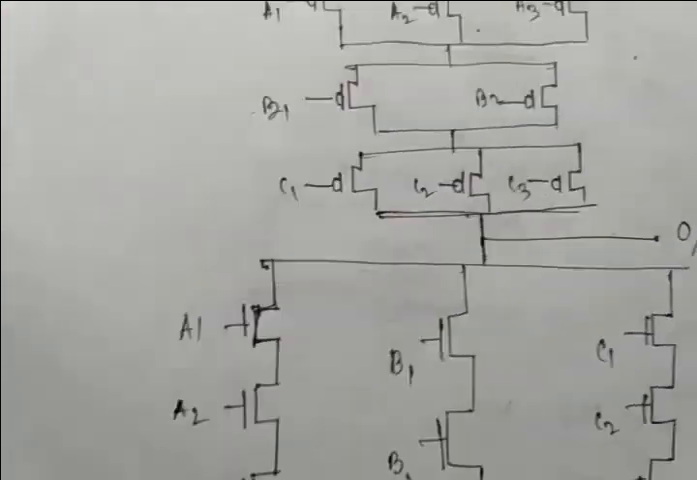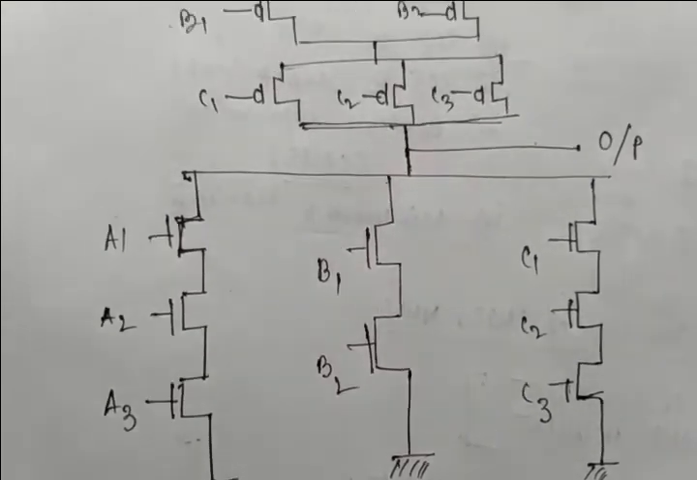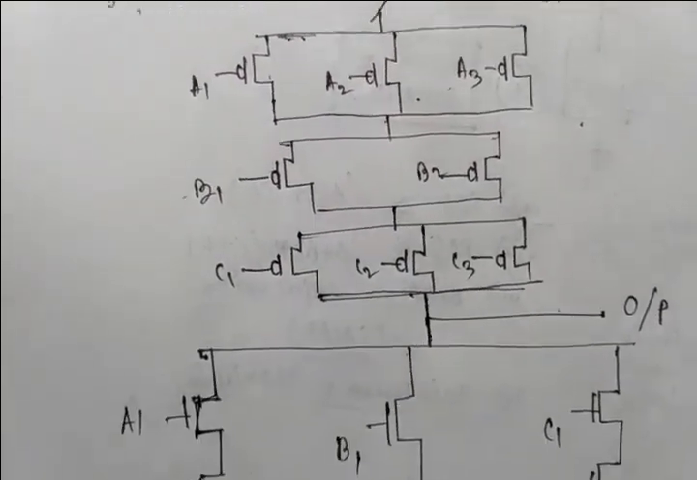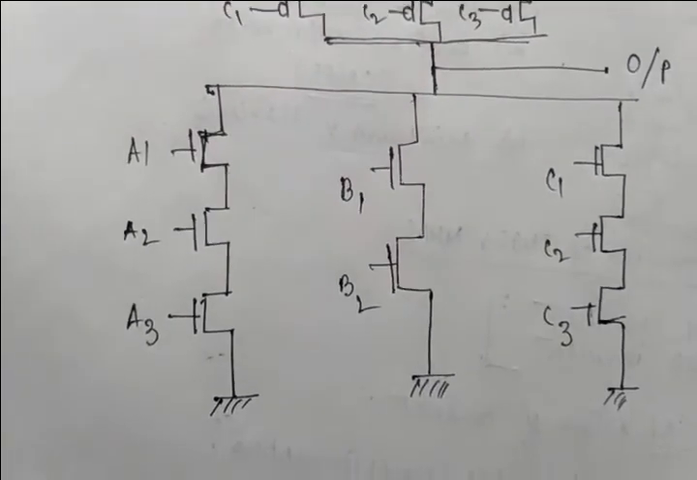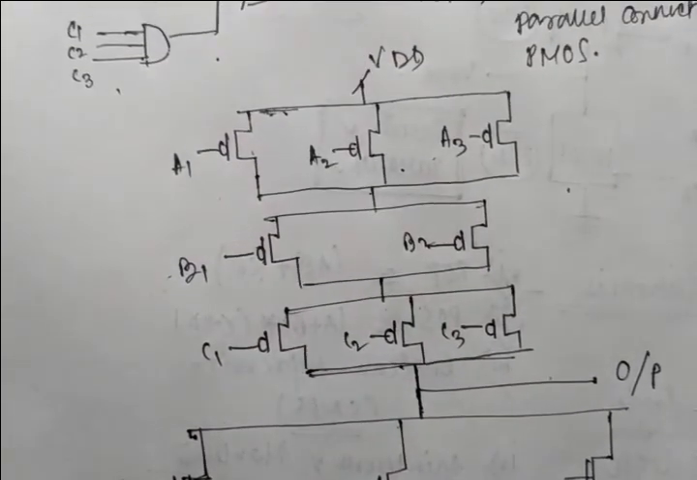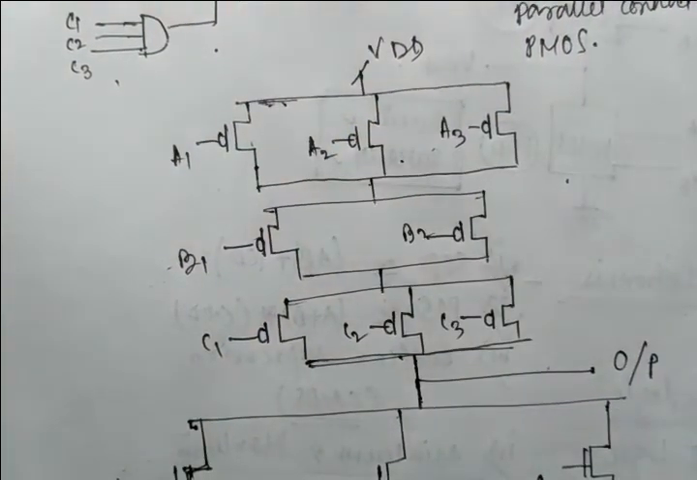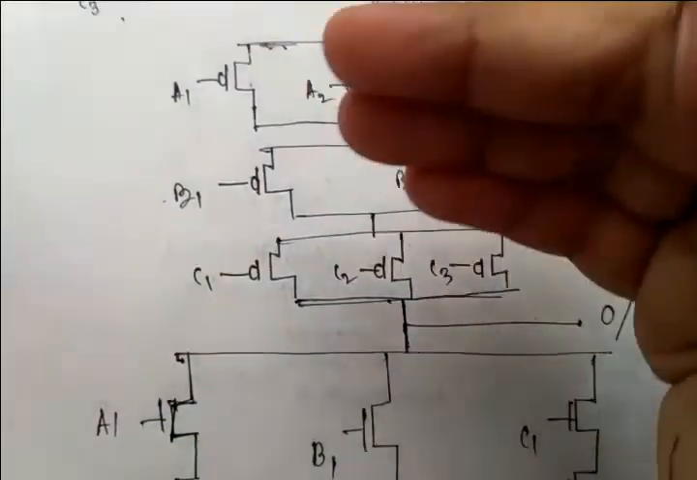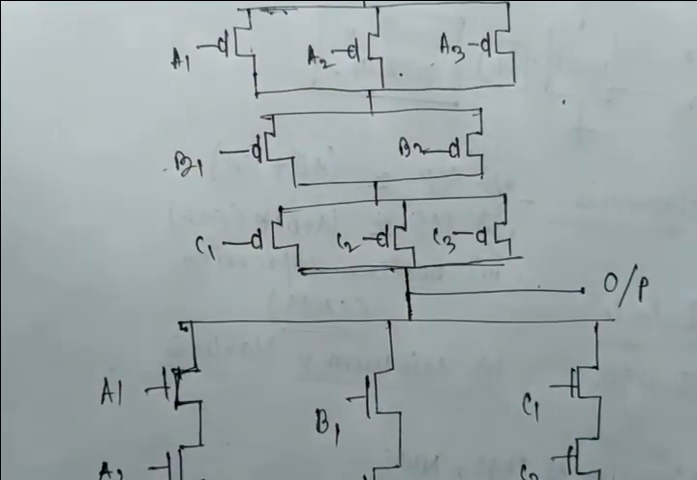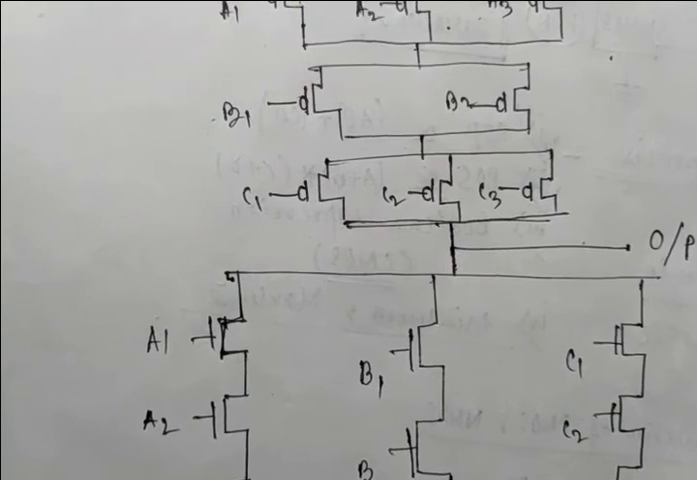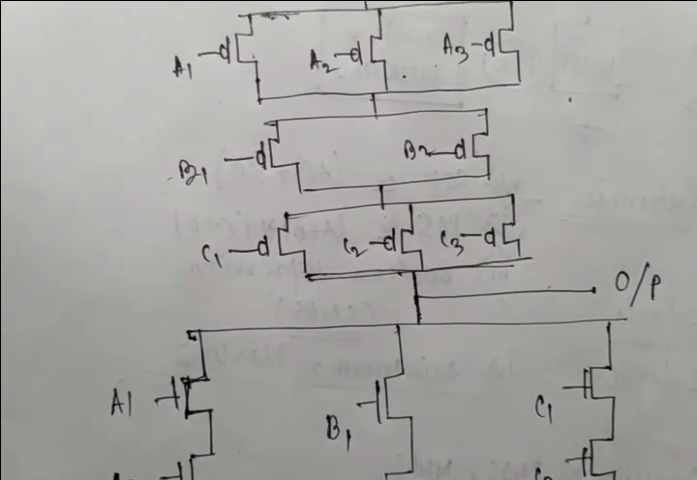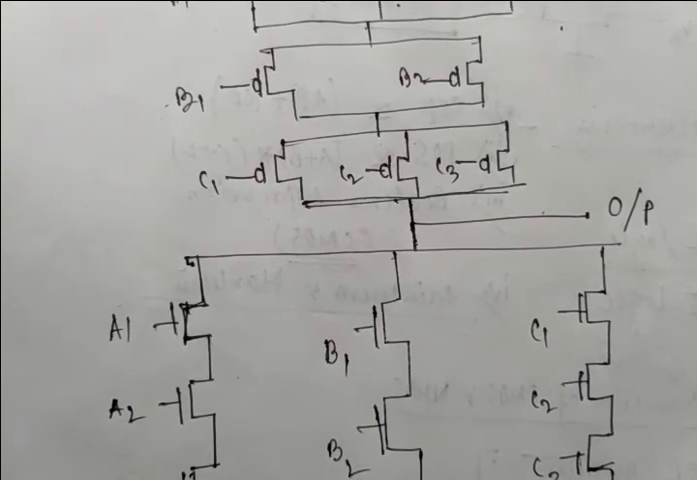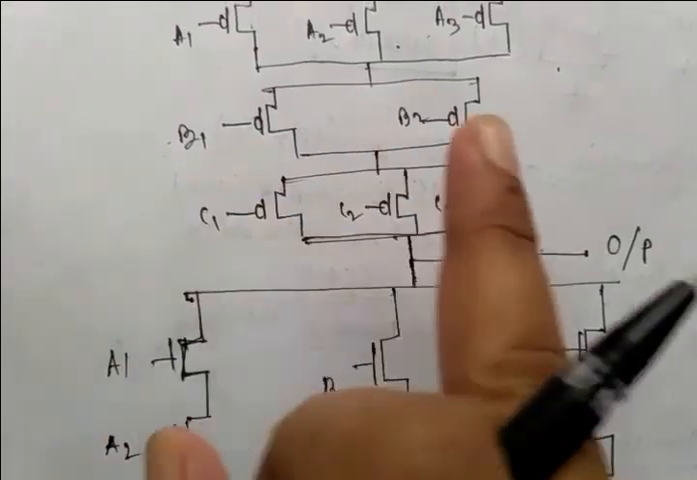Okay, so this is the overall design using AOI logic. Clear? This is the pull up and pull down network. This is the pull down network. In the middle section, there is the output. There are all the input combinations. The pull up network is designed using PMOS, and the pull down network is designed using NMOS. Clear? Okay, so this is your AOI logic.